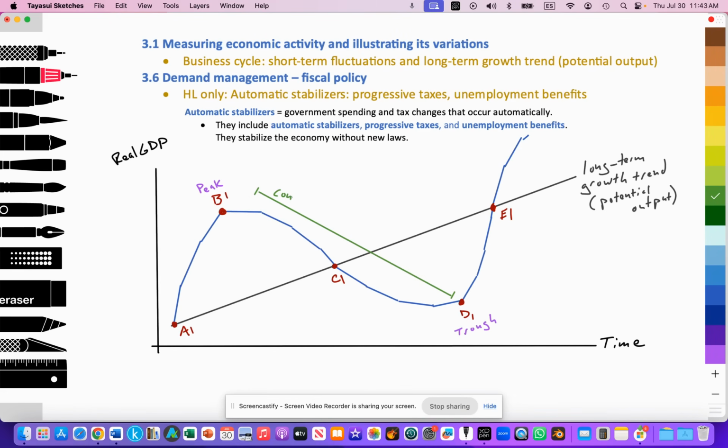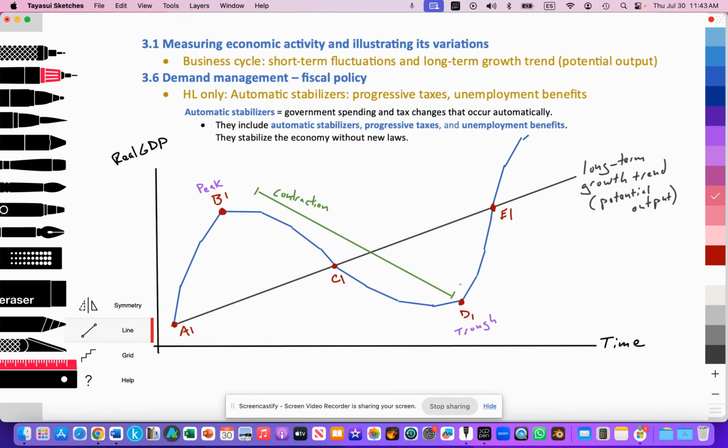So here we have the contraction. And then from D1 onwards, that could be the expansion. All right, just to be mindful of that. So here we have, let's see how I'm going to draw this. I'm going to draw this sideways. Expansion. Okay, so that's some of the basic labeling, at least peak, trough, A1, B1, C1, D1.